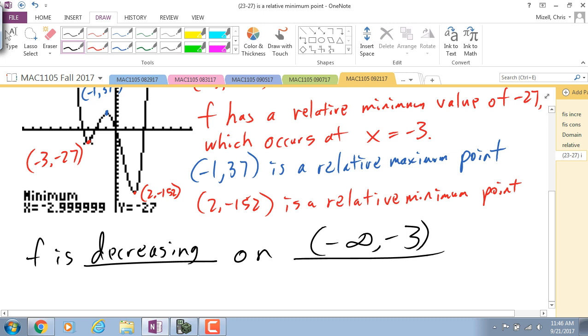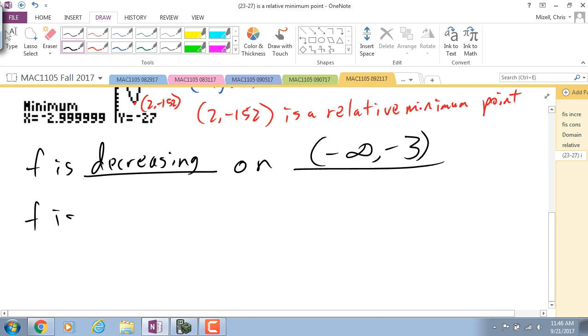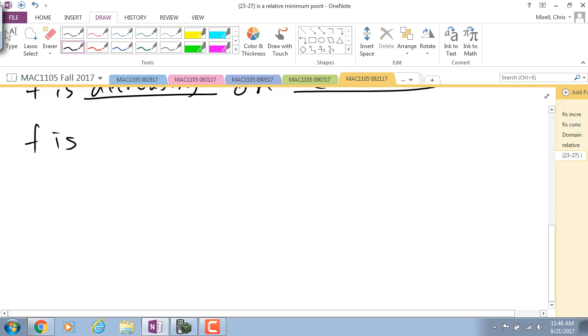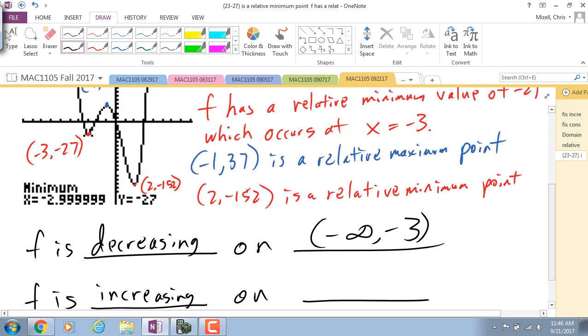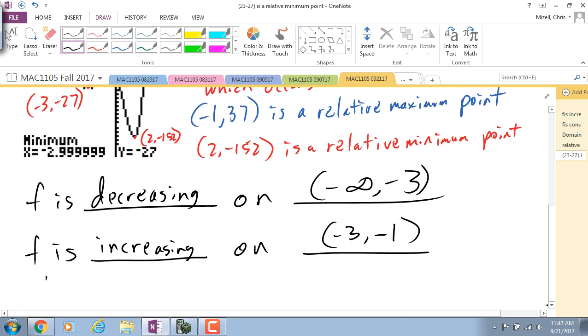When it gets to that relative minimum point, it stops decreasing and begins to do what? It turns, it stops decreasing and begins increasing. And we want to indicate the portion of the x-axis where that increasing is happening. The graph is rising whenever x is in between those two values. What are those two values? Negative 3 is the first one. And then what's the x-coordinate where it stops increasing? That one right there, it looks like. Negative 1 stops increasing. And it starts doing what? Decreasing.